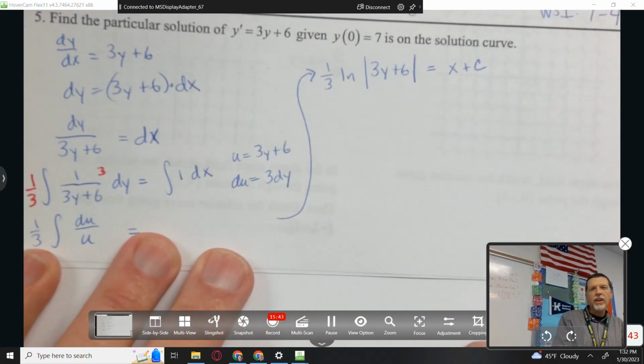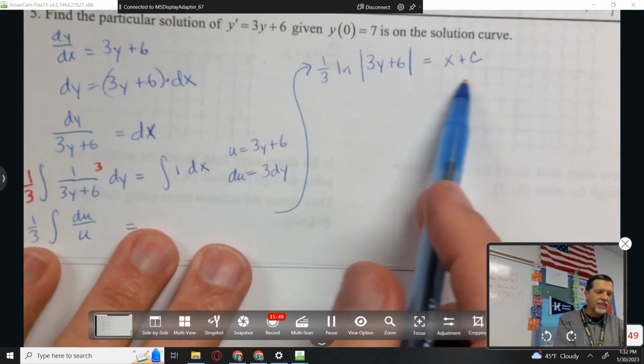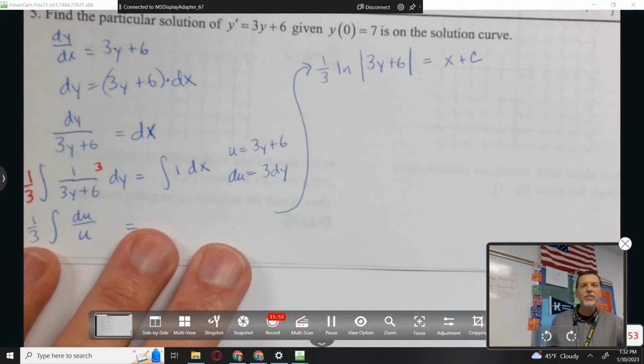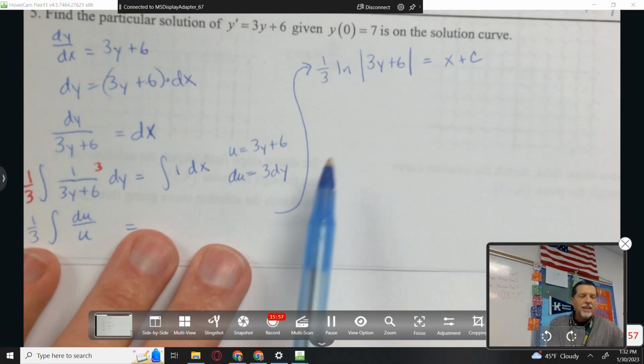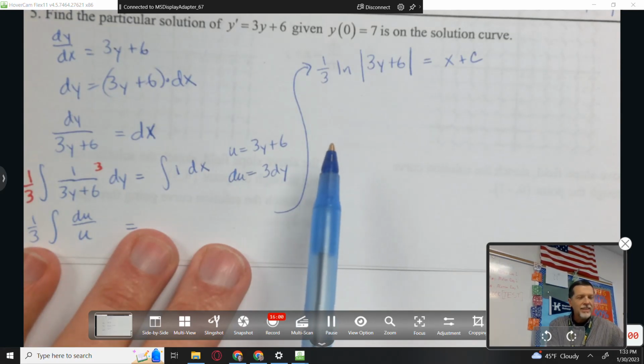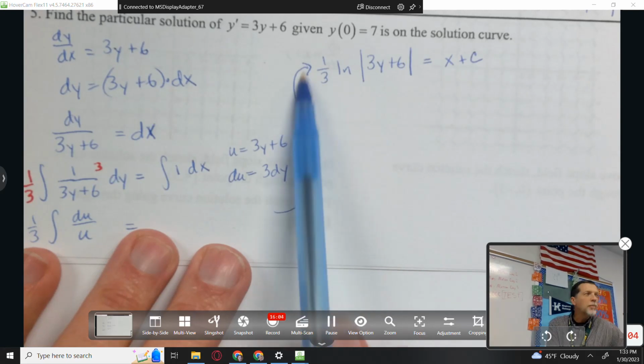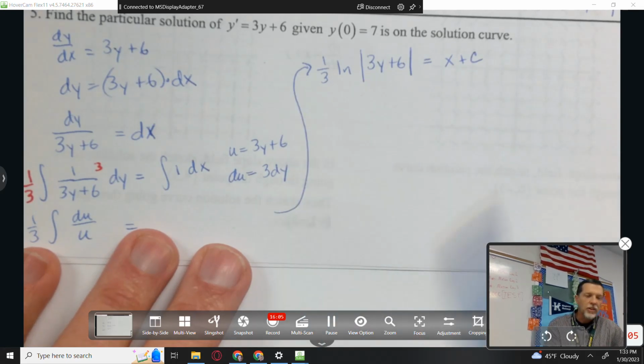What do you want to do next? I don't want to plug in 0 and try to get 7 because I'm going to get something weird. Let's hold off on that. Let's solve for y first. Raise e to it? Not yet. No? Okay. I mean, I'll do that eventually. Multiply by 3? Let's multiply by 3. Get rid of that 1/3. I don't like the 1/3 either.